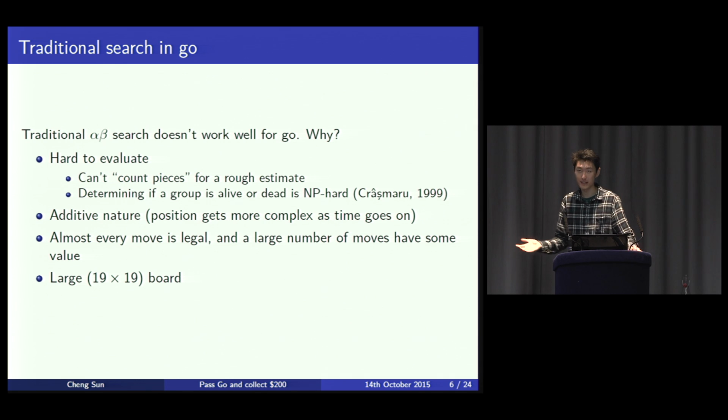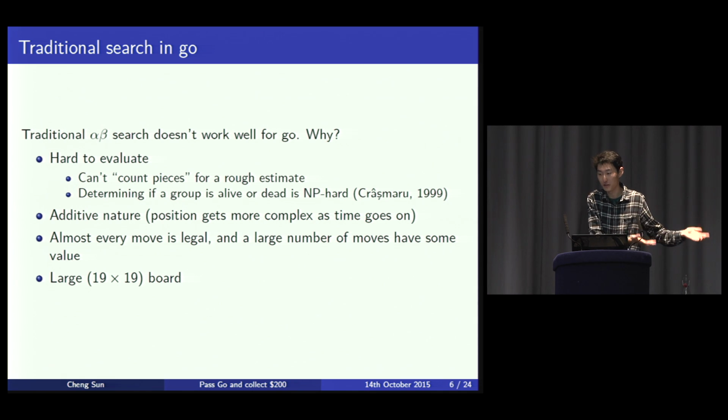I guess the corresponding concept for Go would be groups of stones which are alive or dead. So alive stones means you can't kill them no matter how hard you try. And dead stones are, even if you try to save them, they'll eventually get captured. But Kraszmeru, back in 1999, proved that even this problem, which is the most basic kind of concept in Go, is NP hard to evaluate.